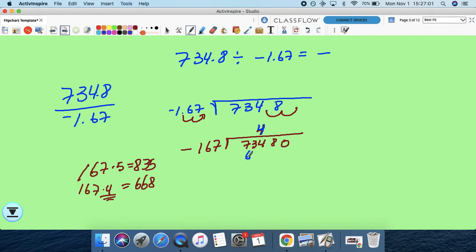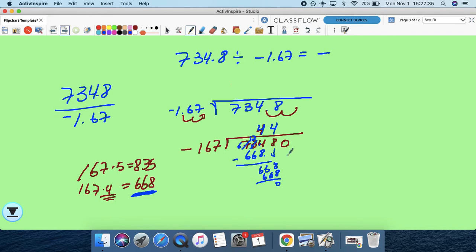And that's going to give us 668. Subtract. Let's see, we need to borrow, right? So 7 becomes a 6, this becomes 13, which becomes 12, and that becomes 14. 14 minus 8 is 6, 12 minus 6 is 6. Now we bring down the 8. 167 goes into 668 how many times? Well, we know the answer. Look at that. 167 times 4, so I'm going to put a 4 here.